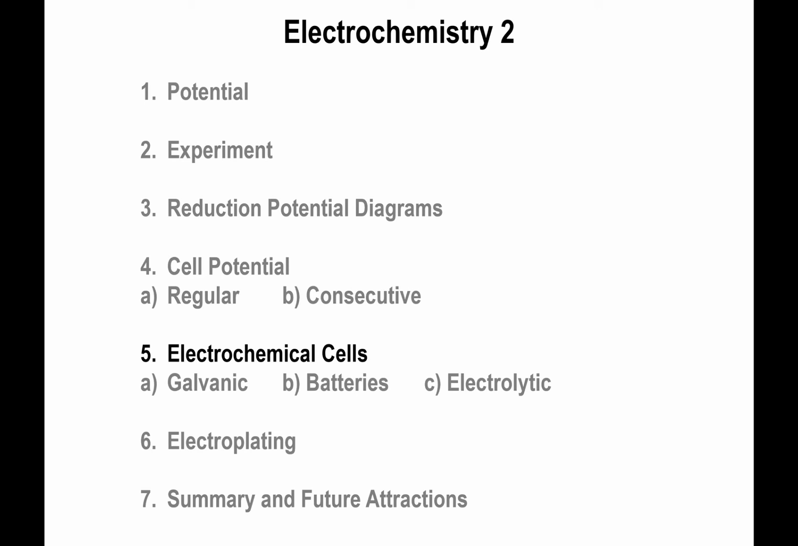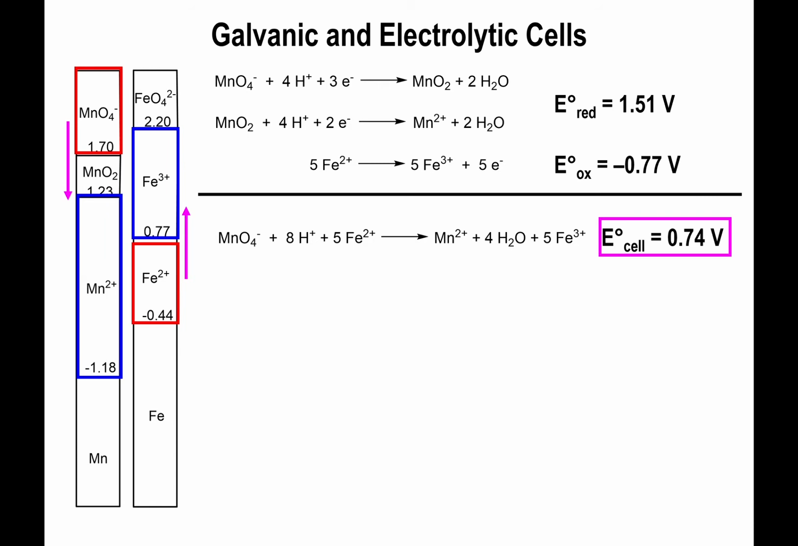Alright, electrochemical cells. When you look at the reactions, and we already talked about permanganate being reduced to manganese 2 plus, iron 2 plus being oxidized to iron 3 plus, and we figured out the balanced reaction and we determined the potential of the cell, which ended up being positive 0.74 volts.